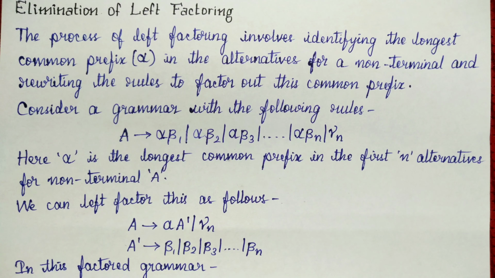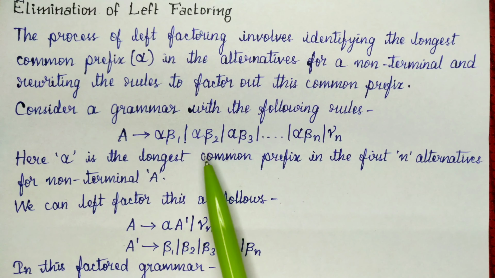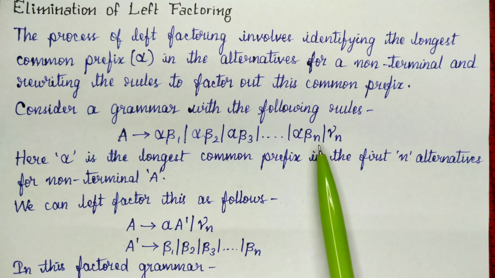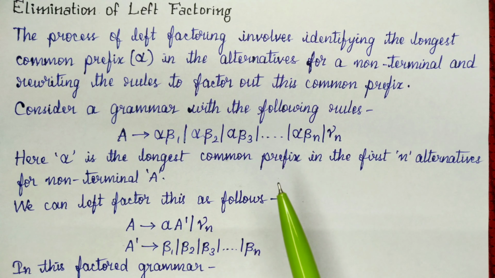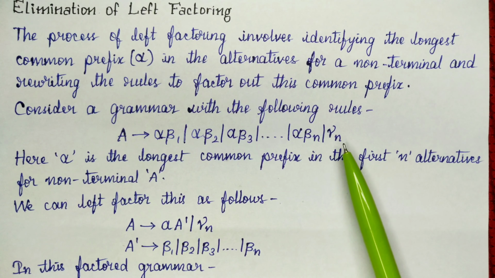Next is elimination of left factoring. For example, in this grammar, A implies alpha beta 1 or alpha beta 2 or alpha beta 3 and so on up to alpha beta n or gamma n. So here there are n beta productions that have the common prefix alpha, which should be removed or factored out without changing the language defined for beta, and an alternate gamma.